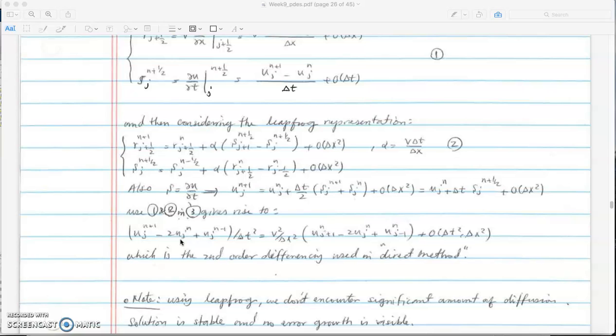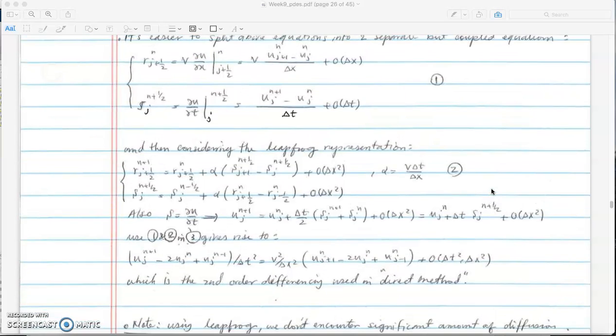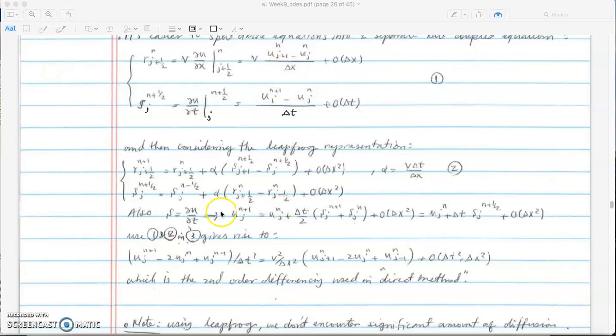So we replace this in terms of u's. Yes, we need to replace r also in terms of the u's. So for the r terms here, we have to use the first equation here. In the next video, I'm going to talk about the discretization.